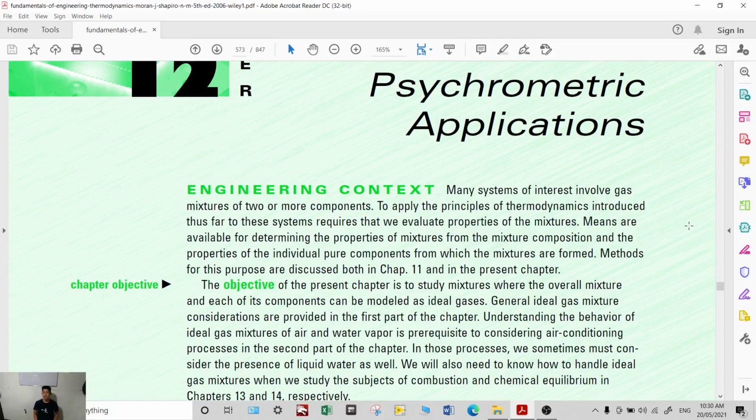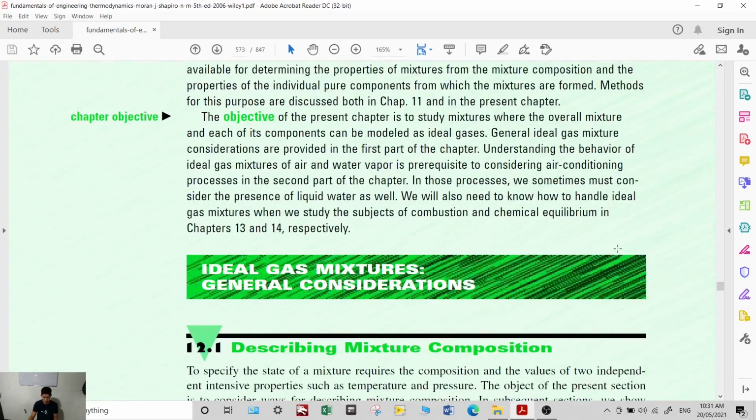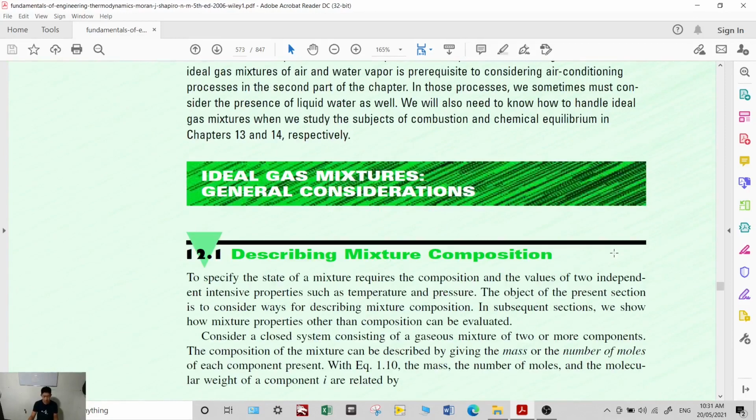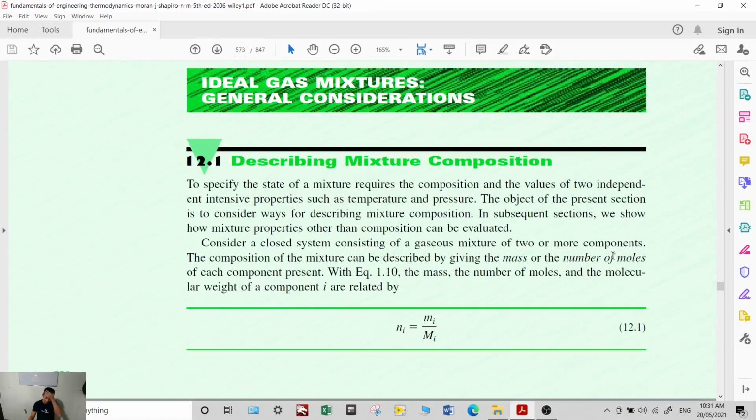From the previous chapter, we are dealing only with single substances, no? Or pure substances. But for this chapter, we'll model mixtures. So it is composed of two or more components or substances. So how do we get the internal energy, the enthalpy, entropy, as well as how to model those processes. So let us first recall some common terms used in defining mixtures.